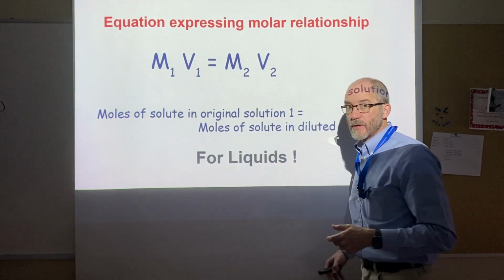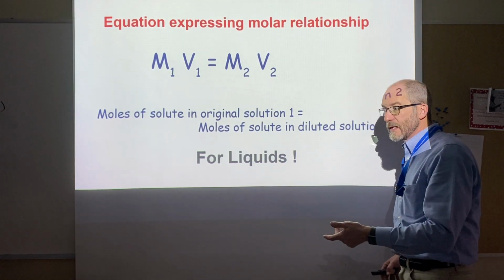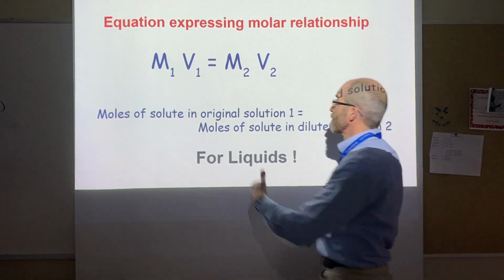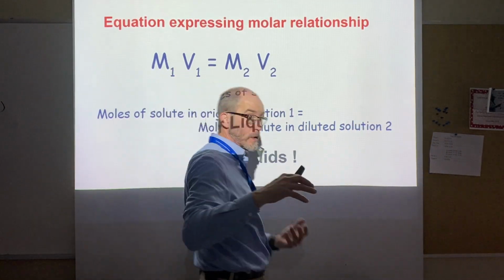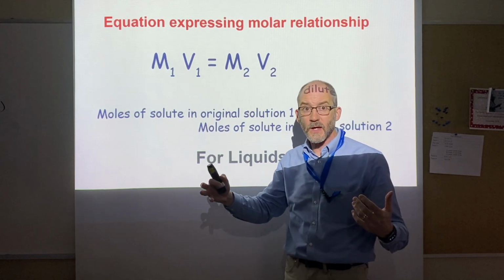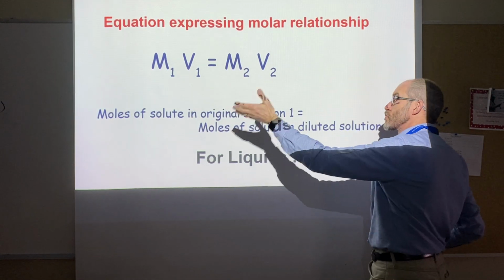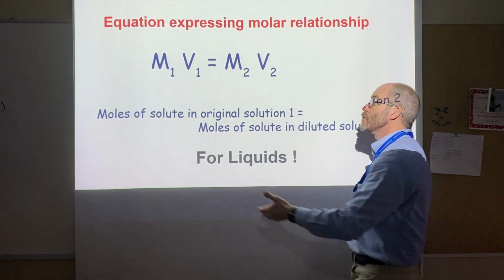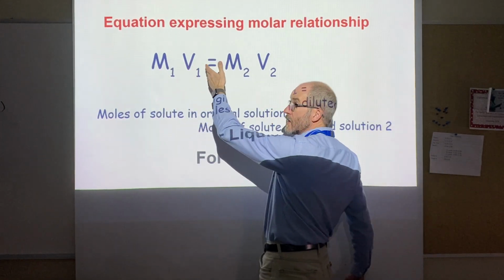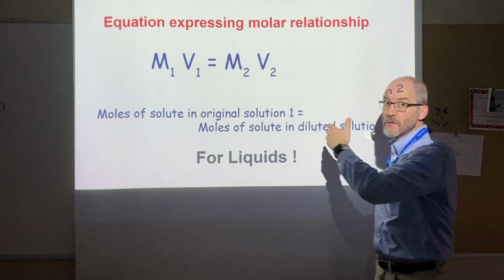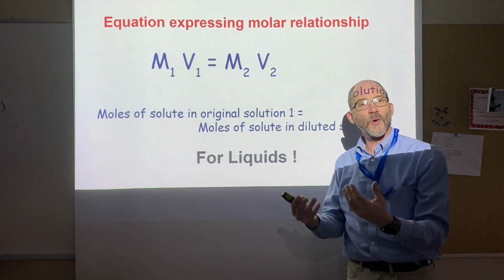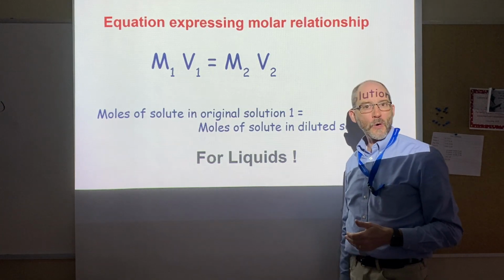Don't you think that if you're diluting, you're going to have to add water, so your V's can change and your M's are going to change, but at the end of the day you want a relationship that shows the same thing. So you use M1 times V1 is equal to M2 times V2. You fill in all of the information that you know and you solve for what you don't know.